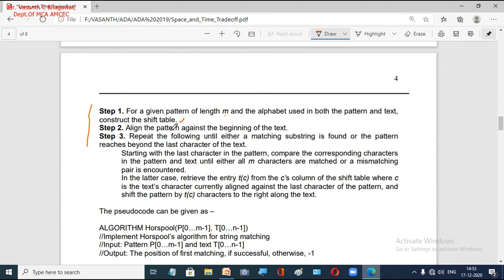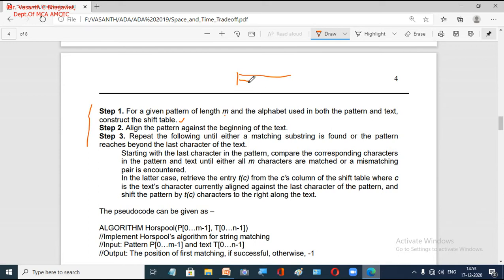Now second step, align the pattern against the beginning of the text. So if this is your text, and this is your pattern, you align it like this, from the beginning. The third step, repeat the following until a matching substring is found or the pattern is not found. What we are going to do is start with the last character in the pattern.